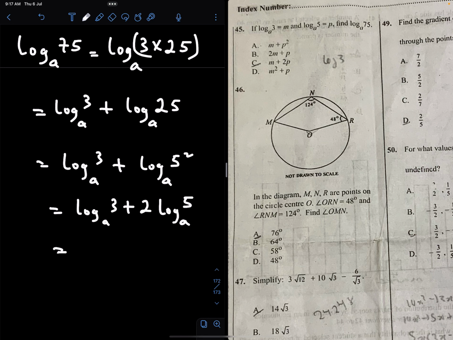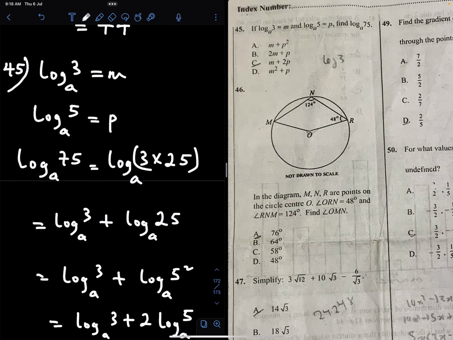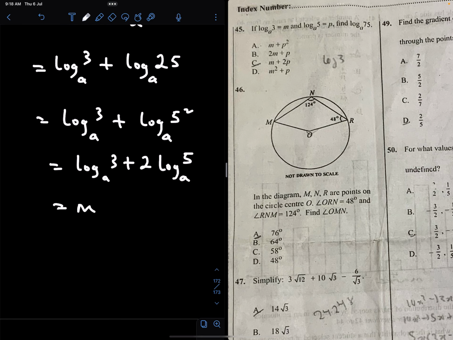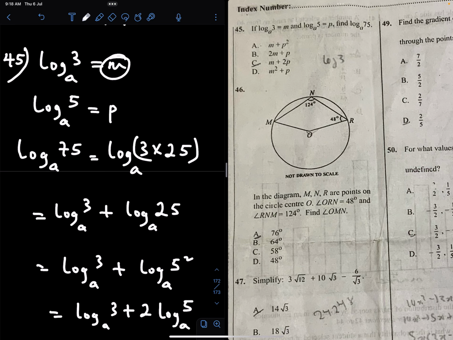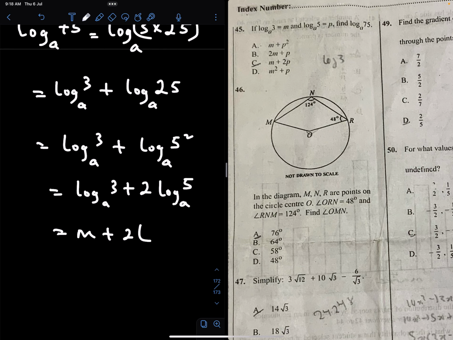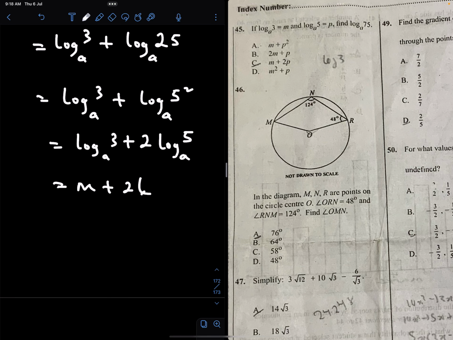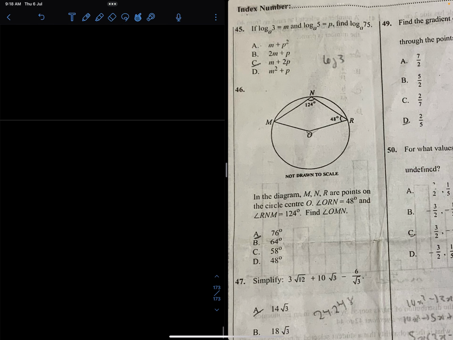And that simply means log 3 base A is M, so that means M plus 2 times log 5 base A, which is P. That's M plus 2 times P, which means M plus 2P. And the correct answer is C. The correct option is C, M plus 2P. And then we go straight to the next, which is number 46.